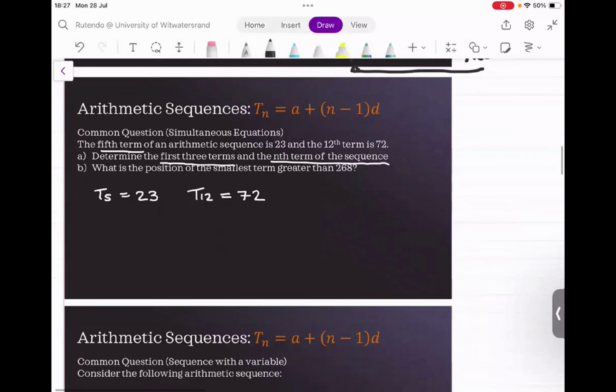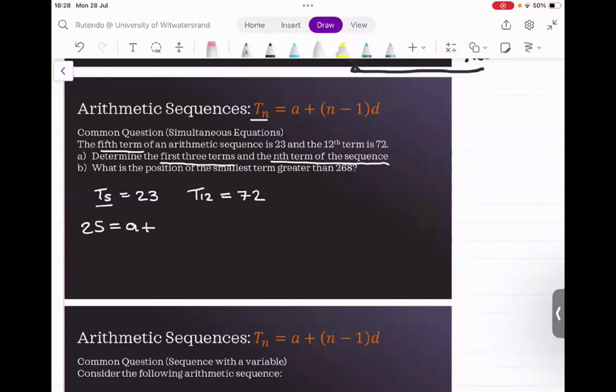Here they asked, what is the nth term, or what are the first three terms? That was the first question. We'll use simultaneous equations. Let me show you how to do it. They said T5 is equal to 23. So let's put in what we have. I know that T5 is going to be 23, because they've told us that.